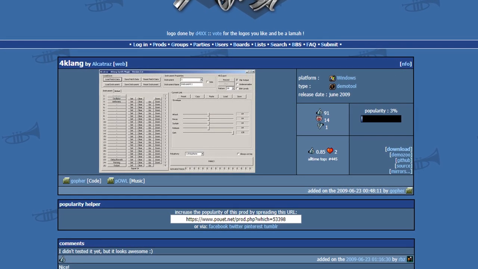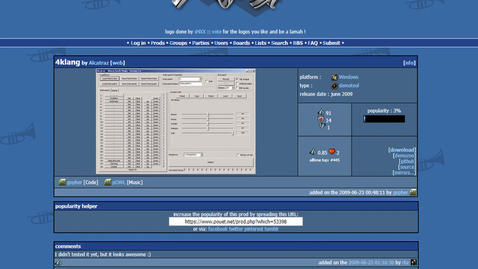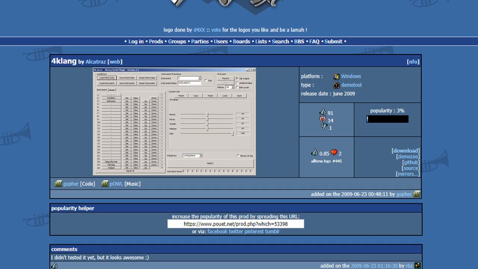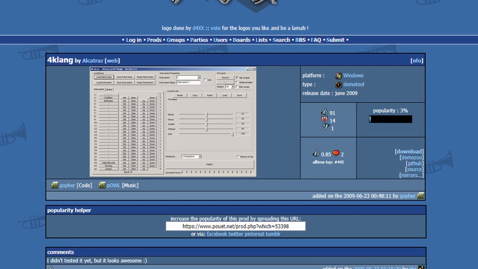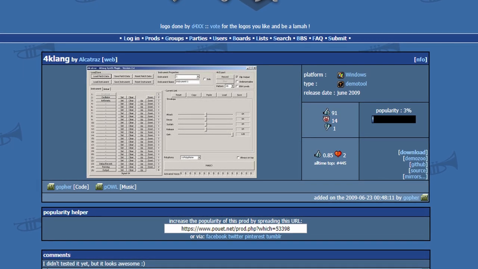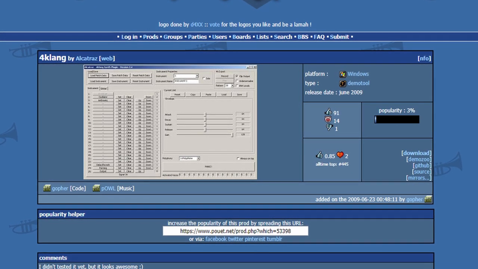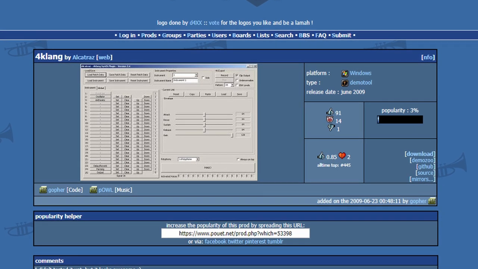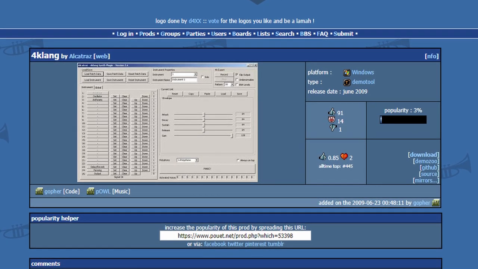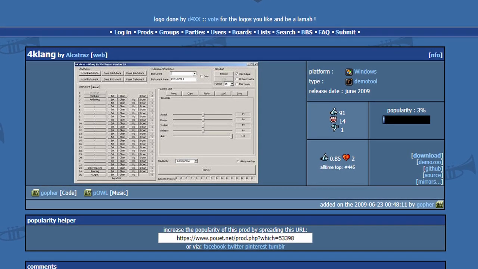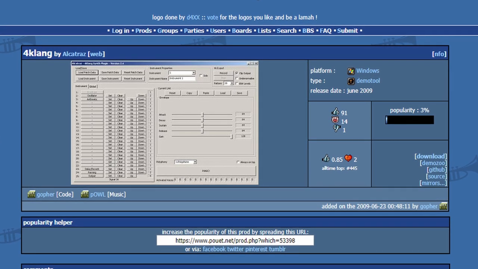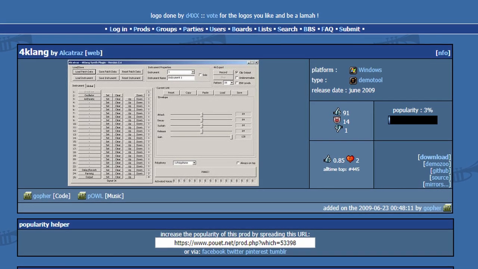However, I had no prior experience of making music for these types of demos. It's not a matter of just making an MP3 and compressing it down. So to accommodate for technically inept people like myself, Gopher and Powell, both from the demo group Alcatraz, came together and made 4klang, developed to make music for 4K intros.